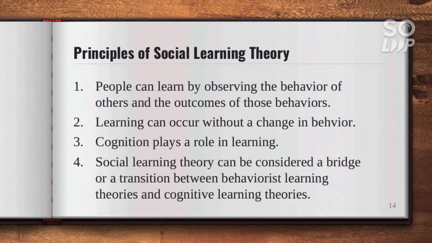Cognition plays a role in learning. Over the last 30 years, social learning theory has become increasingly cognitive in its interpretation of human learning. Awareness and expectations of future reinforcements or punishments can have a major effect on the behaviors that people exhibit. Social learning theory can also be considered a bridge or transition between behaviorist learning theories and cognitive learning theories.